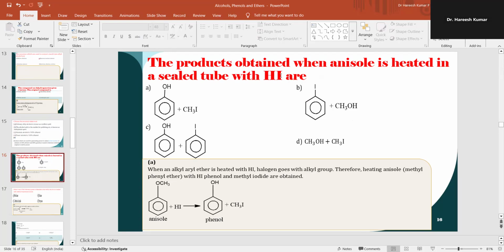Then the products obtained when anisole is heated in a sealed tube with HI. HI means it's hydroiodic acid. Anisole contains an ether. So it is ether cleavage using the HI. When the ether is cleaved using the HI, it will give you phenol and methyl iodide as the products. Anisole has an OCH3 bond which can be cleaved using HI, so it gives rise to phenol and methyl iodide. So the other options are not correct answers, so option A will be the correct one.